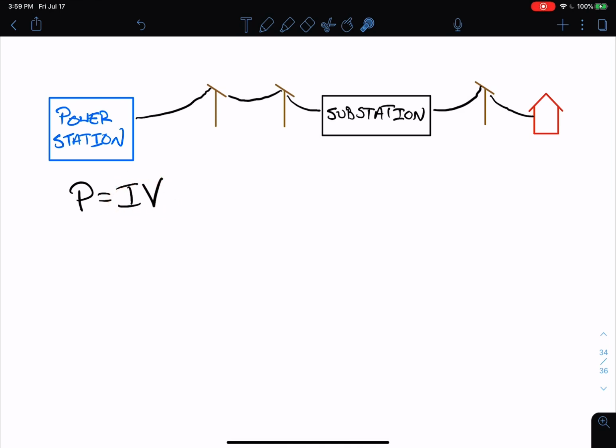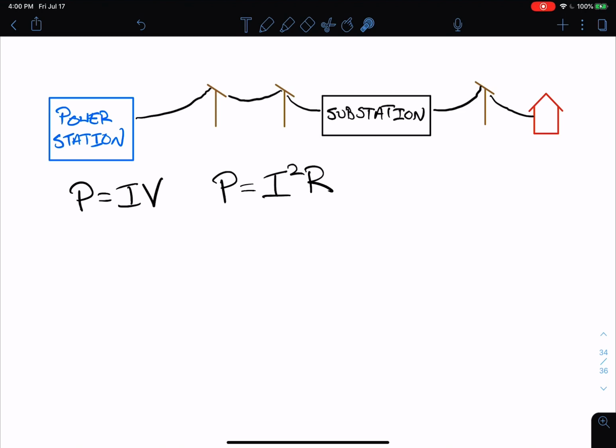The question is, which one do you want to be large? Well, let's look further into this. With our power grid, we send the electricity over power lines. And by definition, these power lines are going to be resistors because they have resistance. And that means there are going to be thermal losses. And the formula for that is P equals I squared R. And we want to minimize these thermal losses.